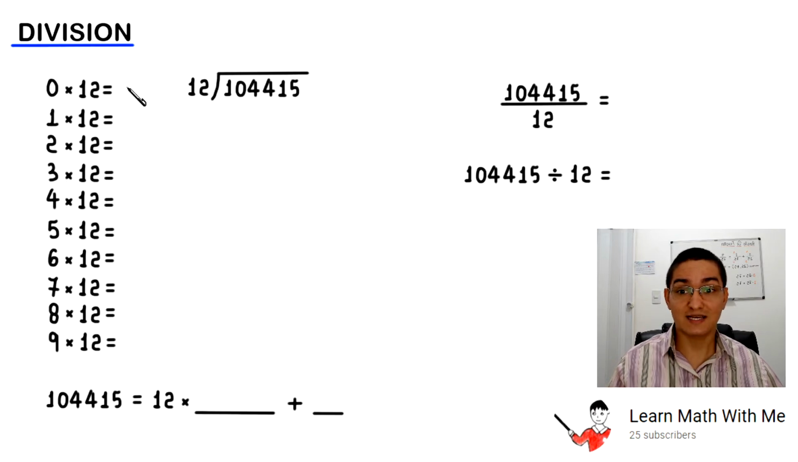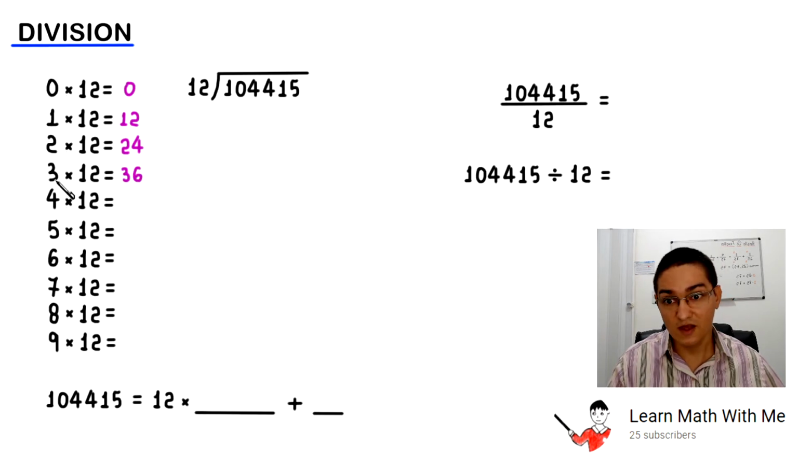We can say that 0 times 12 equals 0 because it's 12 not even once. 1 times 12 equals 12, and to find the other results, we just keep adding 12 each time. So 12 plus 12 equals 24, and that is the result of 2 times 12. If we add 12 here again, we find 36, and that is the result of 3 times 12. Keep adding 12, you will find 48. That is the result of 4 times 12. If you add 12 more, you will find 60, and that is the result of 5 times 12.